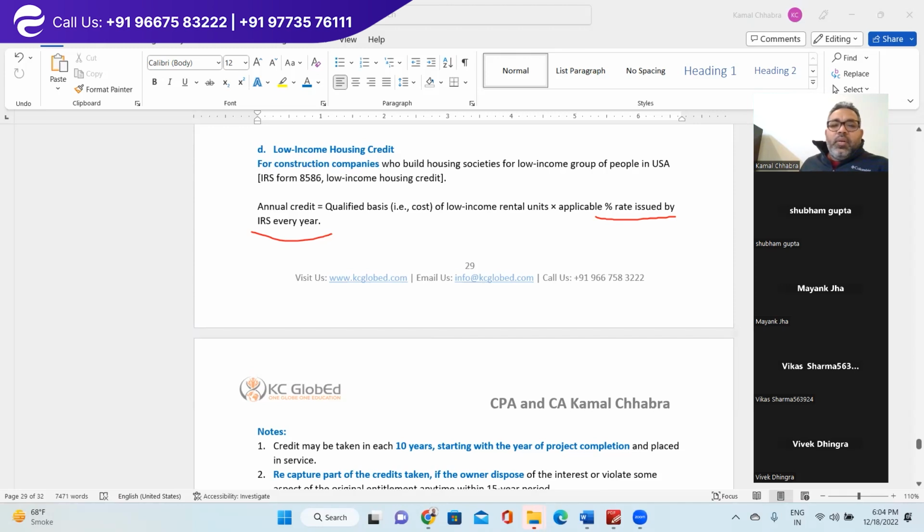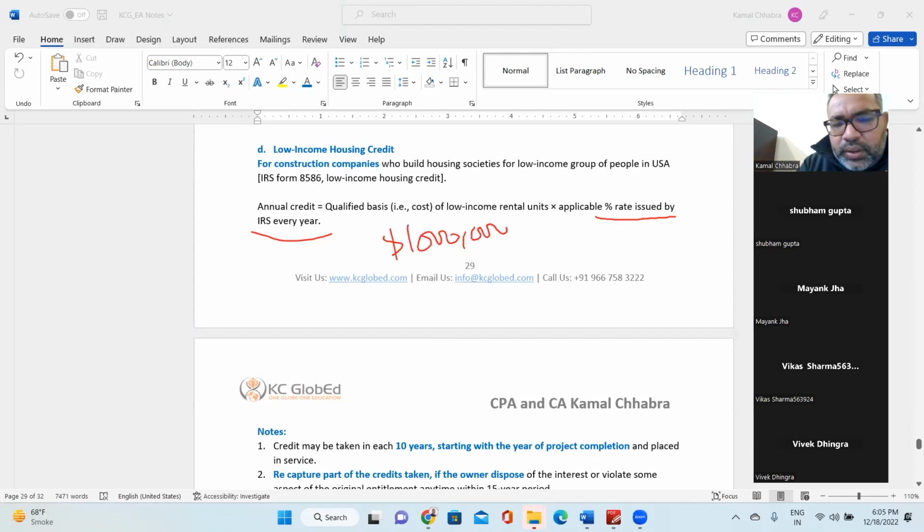In that scenario, whatever the cost you have incurred, let's say $1 million in building that society, and let's say for the current year the applicable rate is 2%. Multiply by 2% of this, which is how much? $20,000. So that will be the tax credit available to you. Make sense? Yes, no?